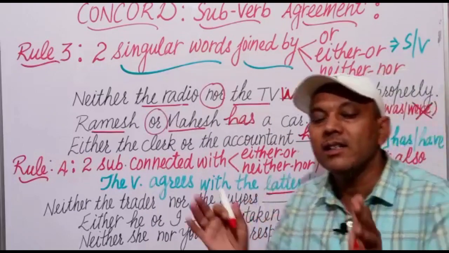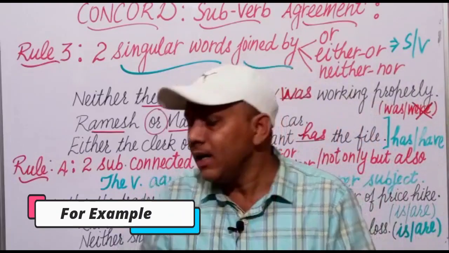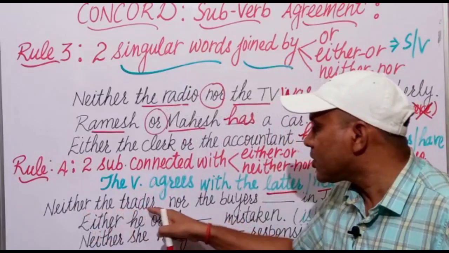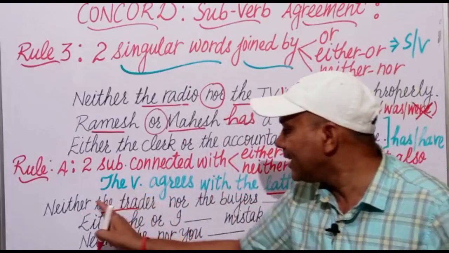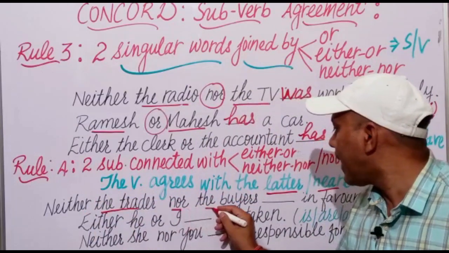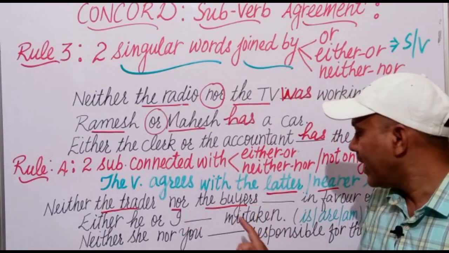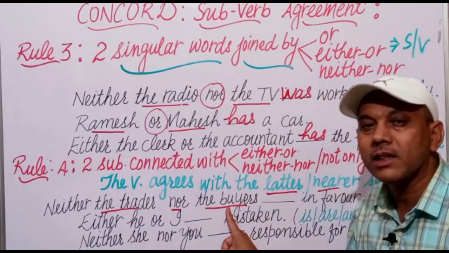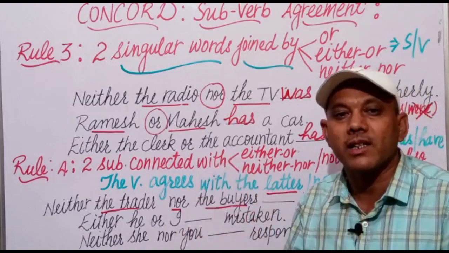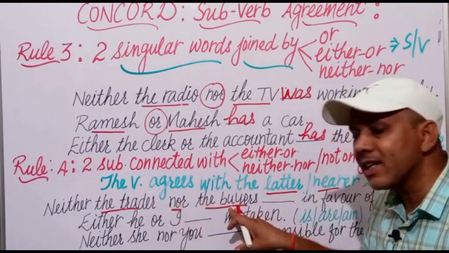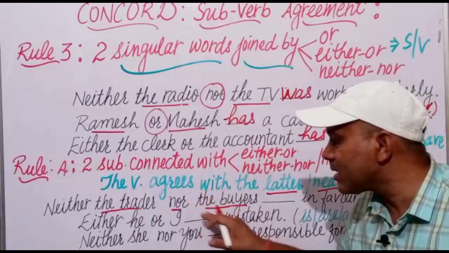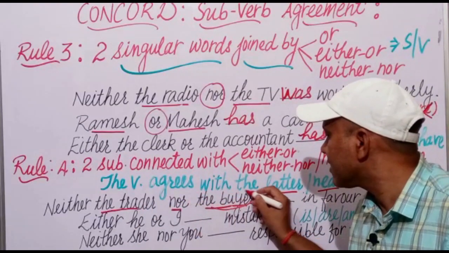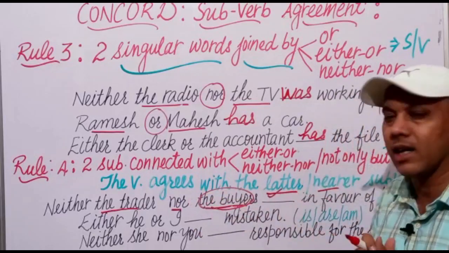or nearer subject. For example, neither the trader, here the trader is a singular subject, neither the trader nor the buyers. Here this subject, the buyers, is a plural subject. Which one is the later subject? The trader or the buyers? बाद वाला सब्जेक्ट कौन सा है? The buyers. क्योंकि हमें वर्ब यहां यूज करनी है.